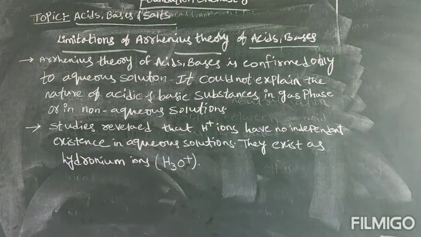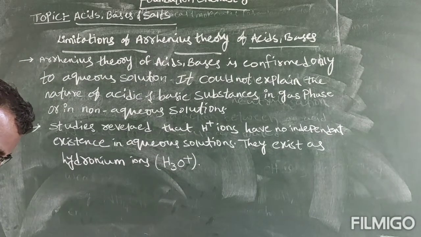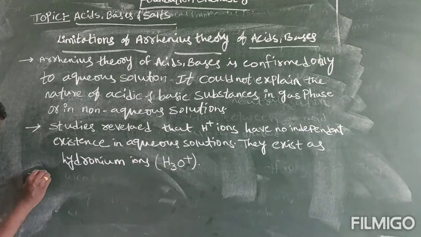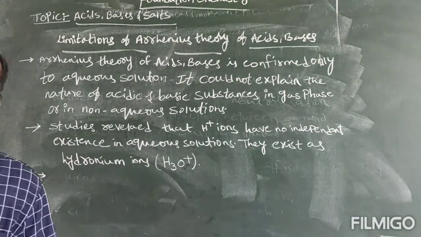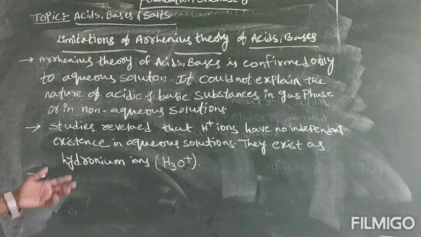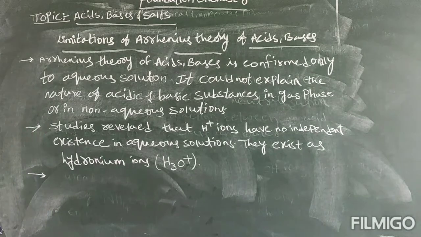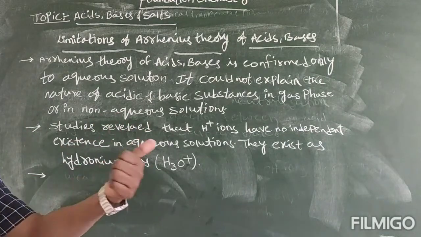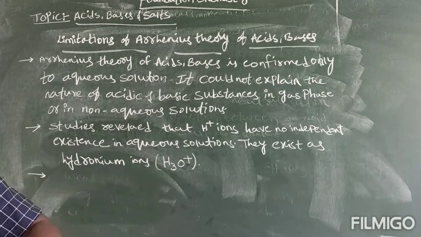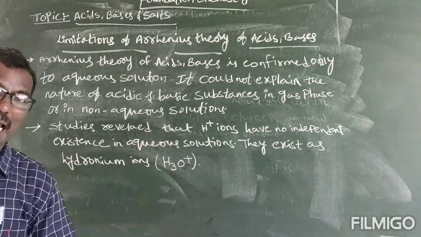Studies revealed that H plus ions have no independent existence in aqueous solution. They exist as hydronium ions. That is the case. And there are some drawbacks. Suppose you take carbon dioxide, which is acidic in nature, but according to Arrhenius he is not able to prove what contains H plus ions or gives more H3O plus ions. But CO2 is not giving that at all, but still it is accepted as an acid.